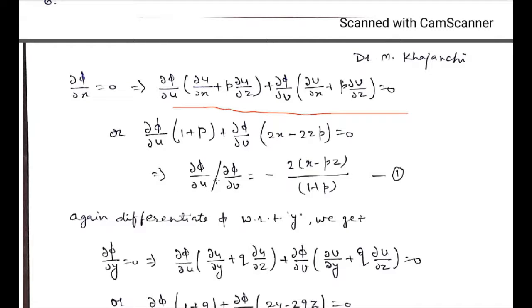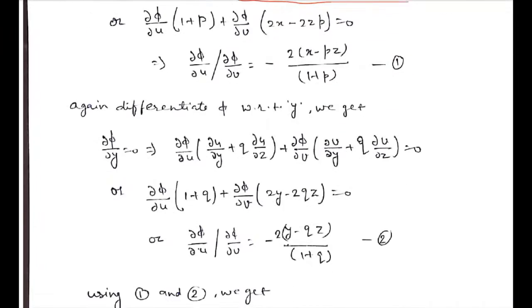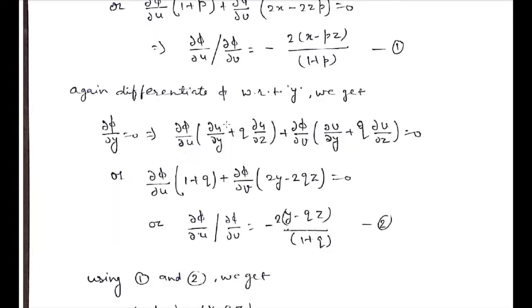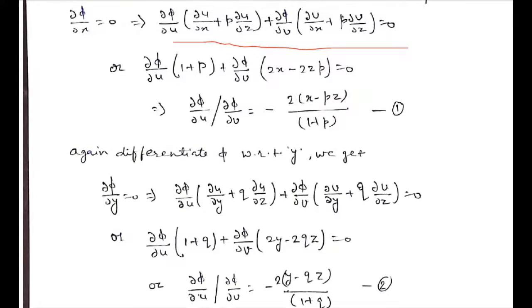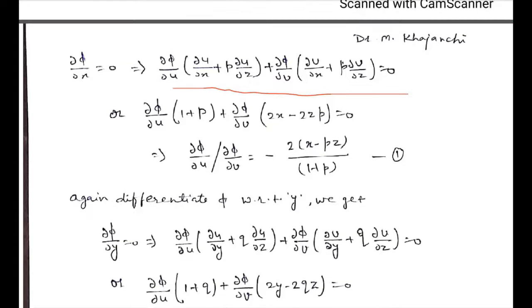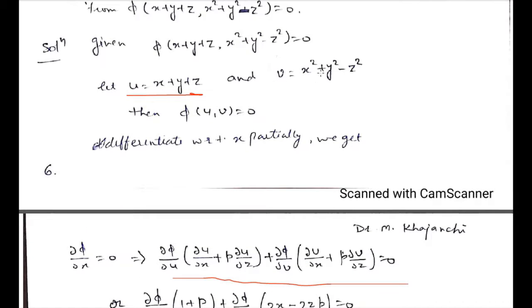So del phi over del u upon del phi over del v is equal to minus 2x minus pz upon 1 plus p. Again differentiate phi with respect to y, we get del phi over del u times del u over del y plus q del u over del z plus del phi over del v times del v over del y plus q del v over del z equals 0. Del u over del y, as we have seen above, is 1, and del u over del z is also 1, and del v over del y is 2y, del v over del z is minus 2z.